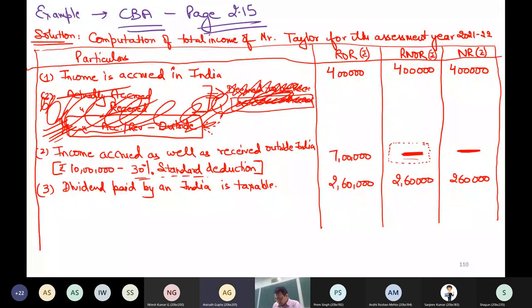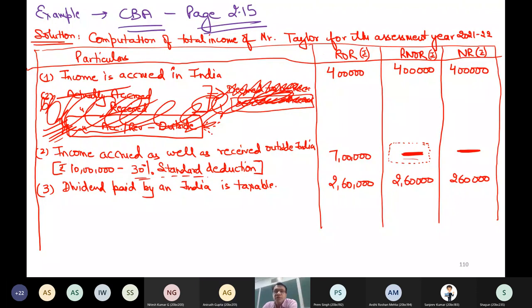Sir, it will be deemed to accrue in India. Why? Sir, because R Limited is an Indian company, which makes it an Indian resident, and the trademark is being utilized in India. Yes, 100% correct. Now, where this income is actually received outside India, am I right?